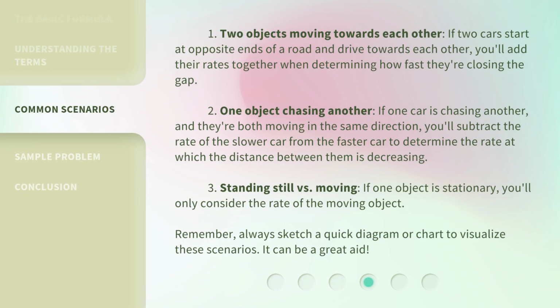1. Two objects moving towards each other. If two cars start at opposite ends of a road and drive towards each other, you'll add their rates together when determining how fast they're closing the gap.